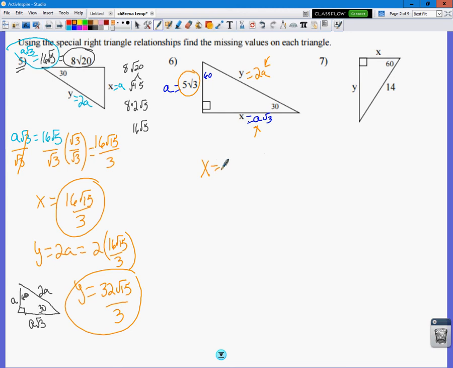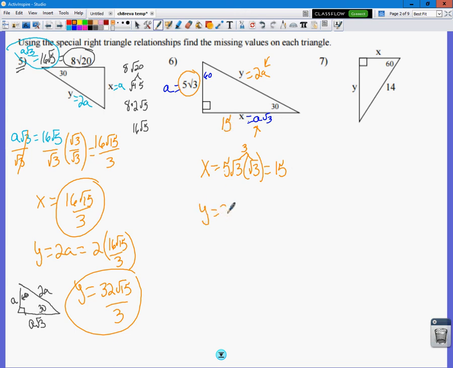So x is equal to 5 square roots of 3 times the square root of 3. When I multiply a square root by itself, it gives me back 3. 5 times 3 is 15. So x is 15. That's this side.